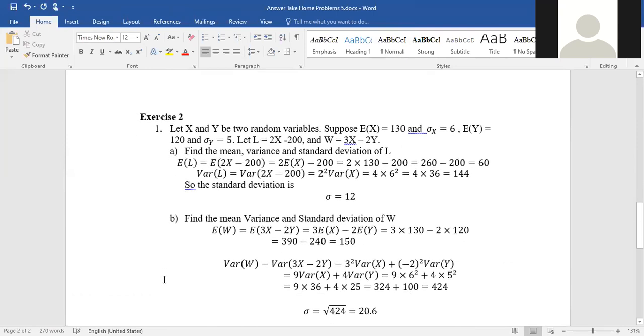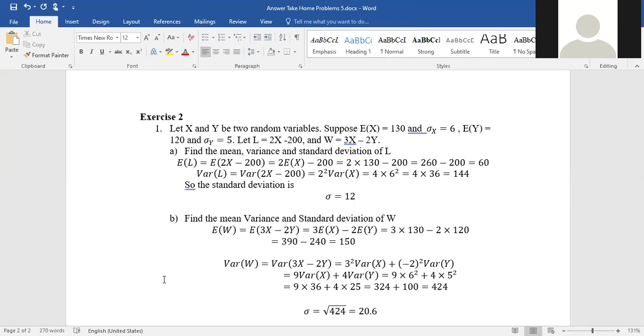Exercise 2. Let X and Y be two random variables with mean of X equals 130, standard deviation of X equals 6, mean of Y equals 120, and standard deviation of Y equals 5. Let L be 2X minus 200 and W be 3X minus 2Y. Find the mean, variance, and standard deviation of L.